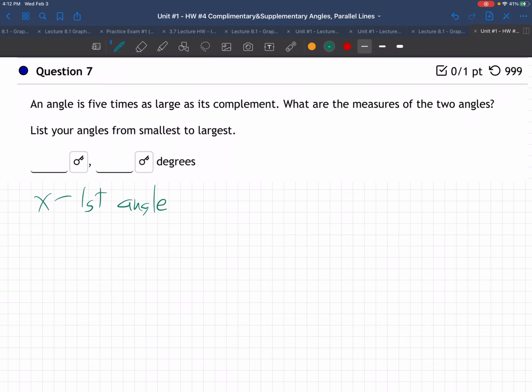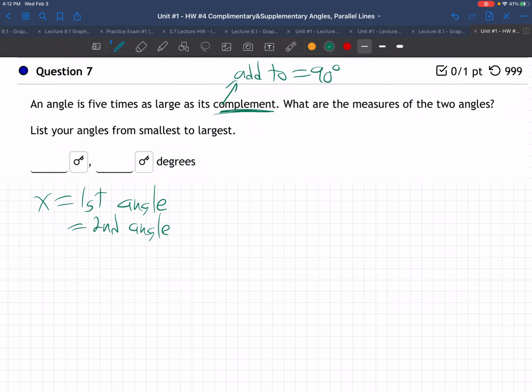And the second angle, what's that going to be? Well, it says there it's a complement. What does that mean? It means they add to be 90. Right? That's what complement means. They add to equal 90 degrees.